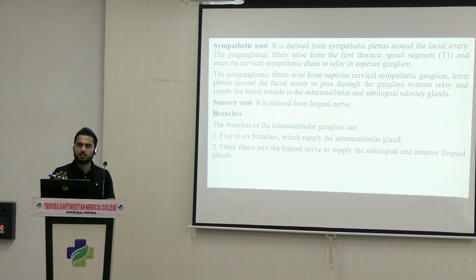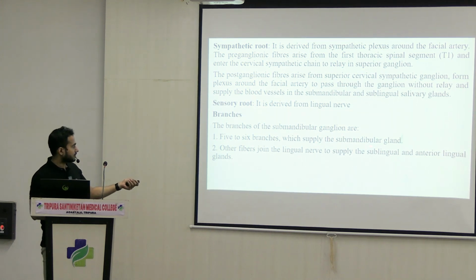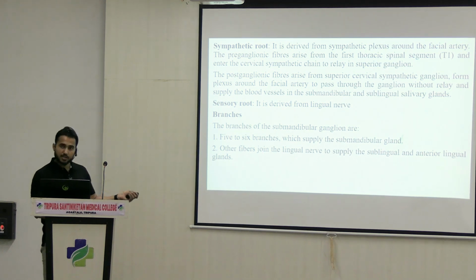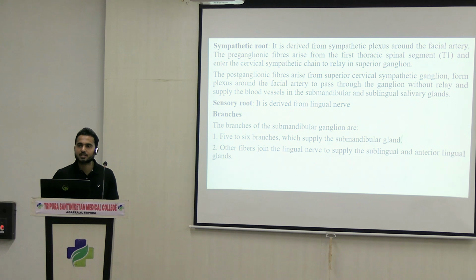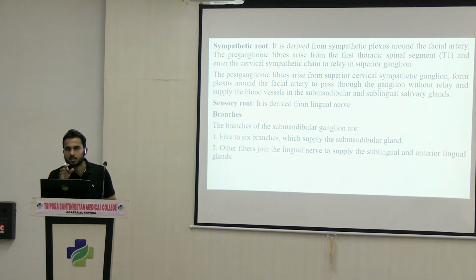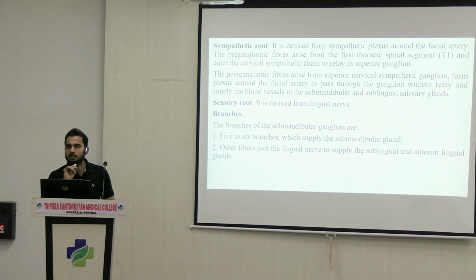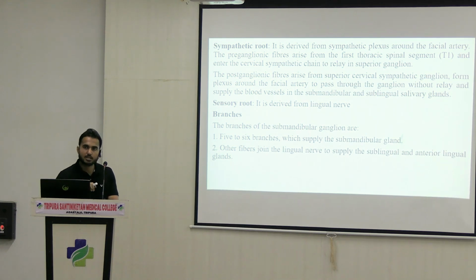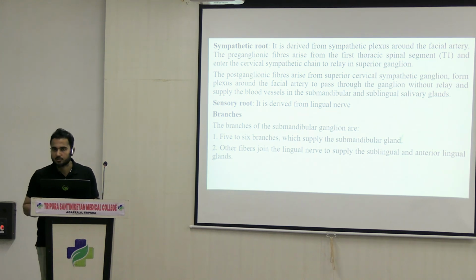Now from the ganglion, what are the branches coming out? First of all, you can see 5 to 6 branches which will supply the submandibular gland, and other fibers will join the lingual nerve, and then will supply the sublingual gland as well as anterior lingual glands. So these are the glands which are supplied by the fibers coming out from the submandibular ganglion. If you understand the concept of the submandibular ganglion, it will be very easy for you to understand the nerve supply of submandibular and sublingual salivary glands. Or else it will be very difficult. So I hope the concept of the ganglion is clear.